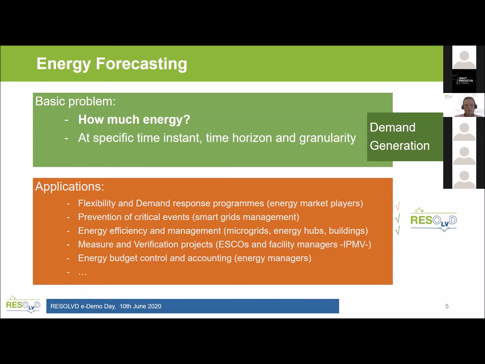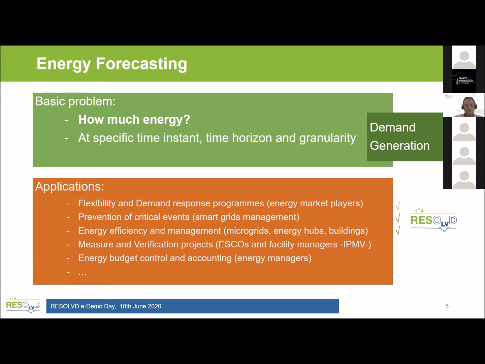Also for the communities or for people that are involved in energy management or in applying energy efficiency solutions in specific grids or communities or hubs or buildings, energy forecasting is a critical point to schedule or to manage the assets, to charge, discharge batteries, or to schedule the operation of some specific loads just to get some energy goals.